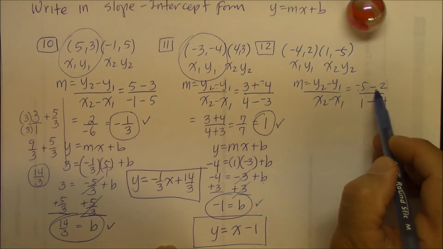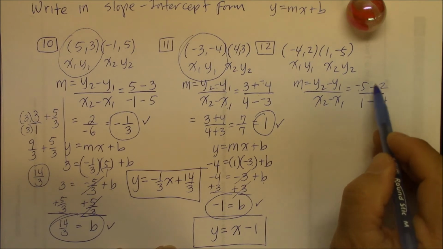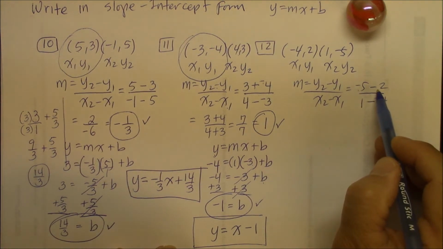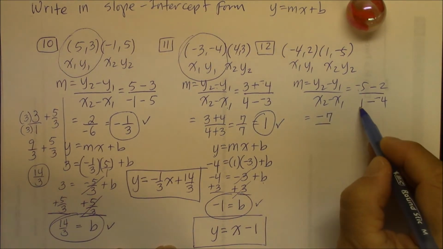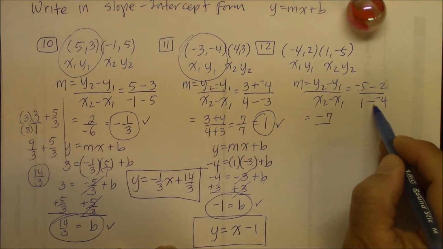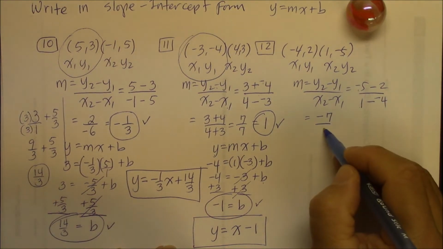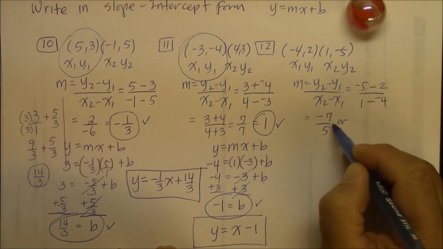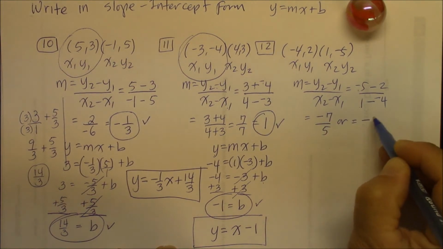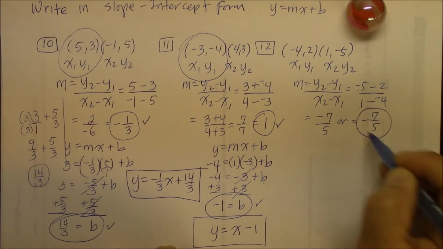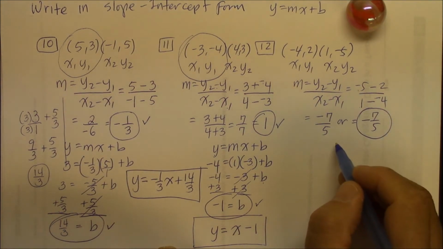Negative 5 and negative 2, since they're both negative, what? This was a minus. It's the same thing. Negative 5 and negative 2, when you combine them, they become negative 7. And then 1 minus, oh, look, a stick. Yeah, you got the idea on that one, right? So that's 1 plus 4, which is positive 5. So you could say negative 7 over 5, the quotient of negative 7 over 5. There's a slope.